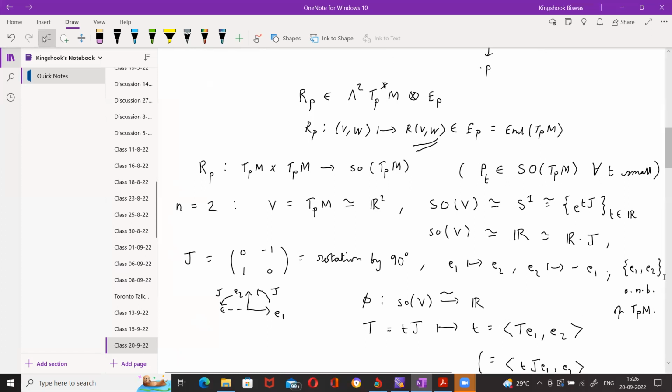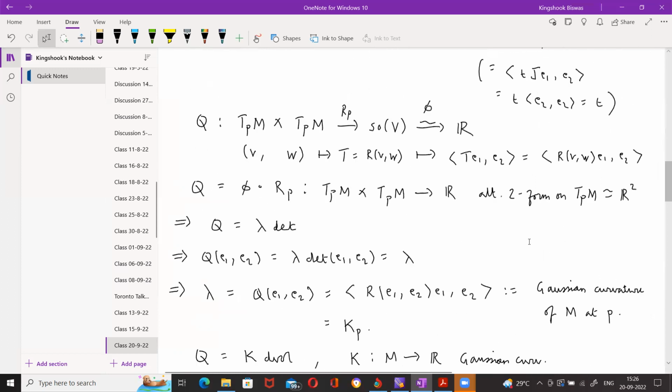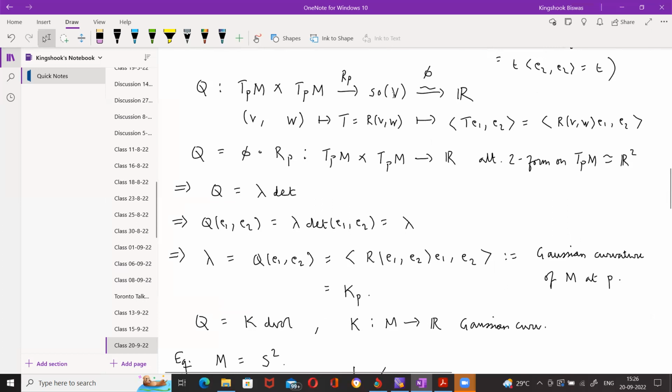Now, that means my curvature operator, which goes from T_pM cross T_pM to little so(V), I can compose with the isomorphism to R. So then it takes values in R, and it becomes an alternating 2-form. When I say det here, det is really with respect to a basis. So this det is E1 star wedge E2 star, where E1, E2 is any orthonormal basis.